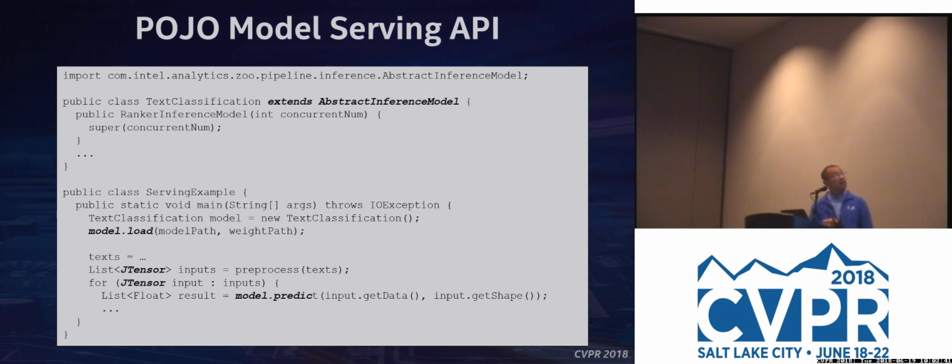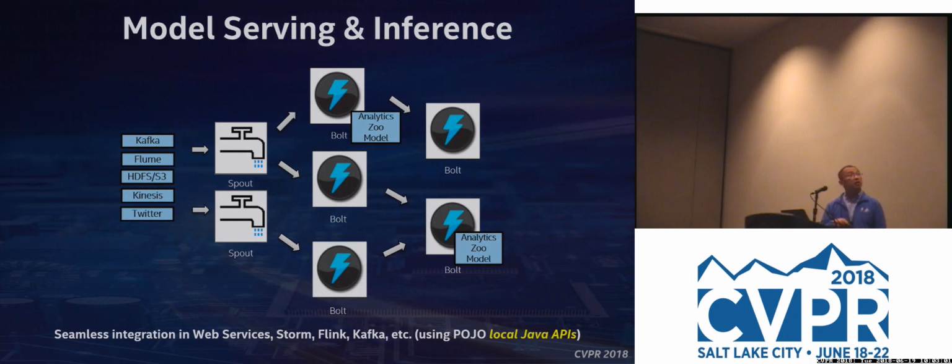You basically extend this interface, and then you can load the model using this abstract inference model, and you use the JTensor to do the prediction. Everything is done in Java, so it's very easy for you to integrate with those web services, as well as other big data frameworks. For instance, in this case, Storm. You can integrate the analytics models in your Storm operators, which allows you to do real-time stream processing.